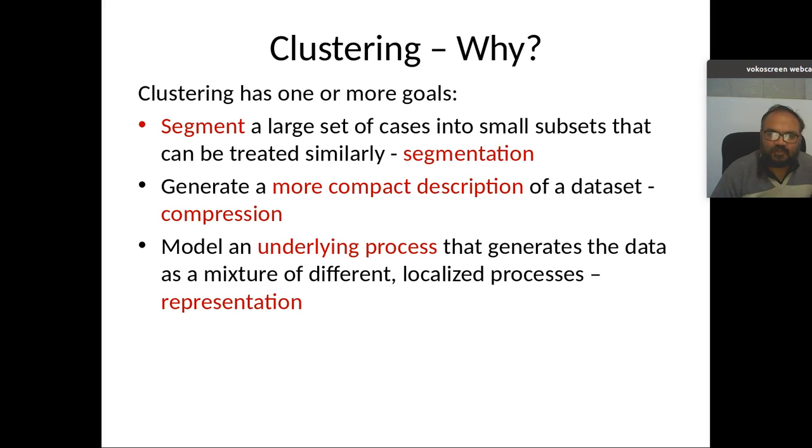Clustering can also be used to generate a more compact description of a data set, let's say a summary, which is called compression. So you can use clustering to compress an image, let's say, while still all the information is intact. Or clustering can also be used to model an underlying process that generates the data as a mixture of different localized processes. And this type of clustering problem is called representation. We'll discuss each of them one by one.